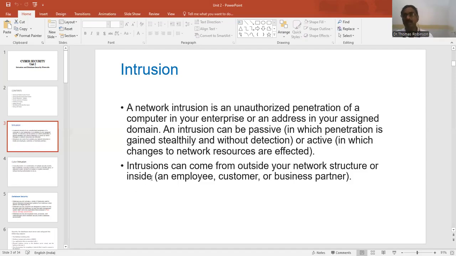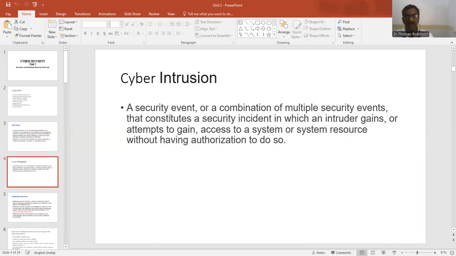Intrusion can come from outside of your network structure or inside. Mostly they come from outside of our network, or otherwise from inside as an employee, a customer, or a business partner. A cyber intrusion is a security event, or a combination of multiple security events, that constitutes a security incident in which an intruder gains or attempts to gain access to a system or system resources without having the authorization. So when someone tries to access the system or resources without authorization, we call it an intrusion.